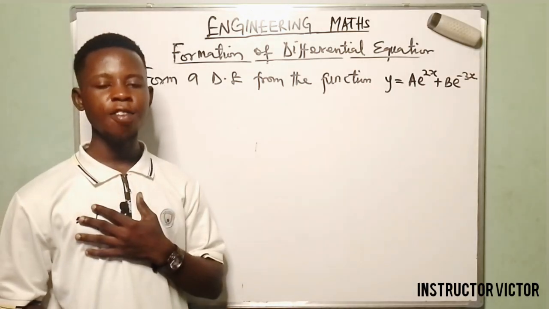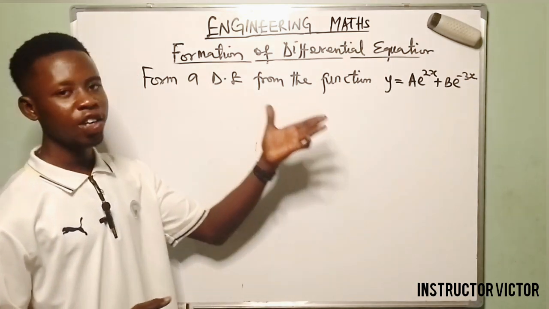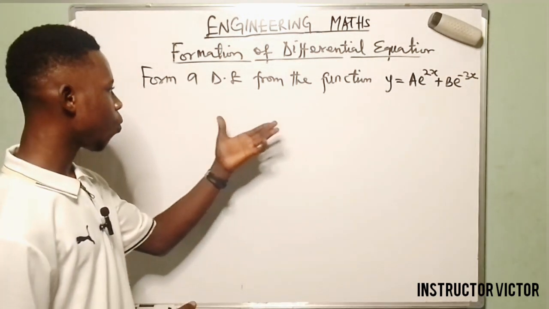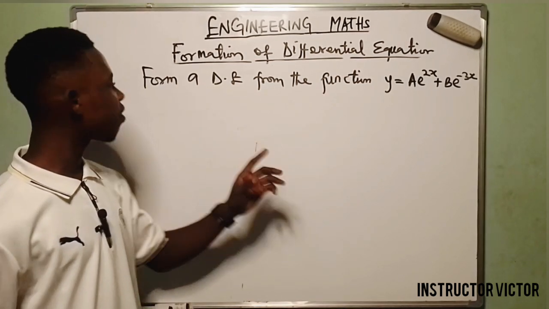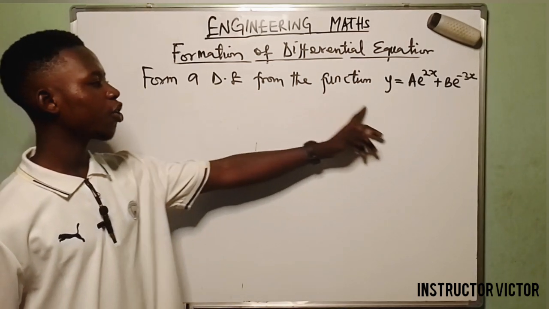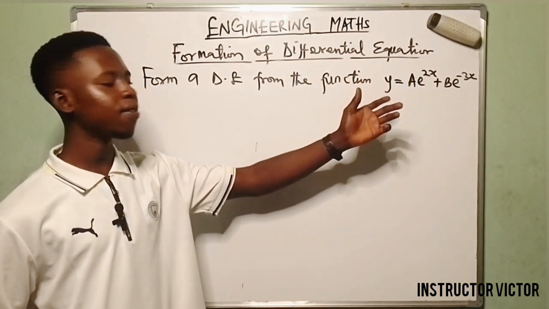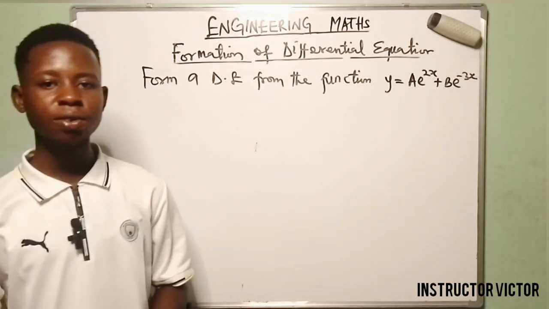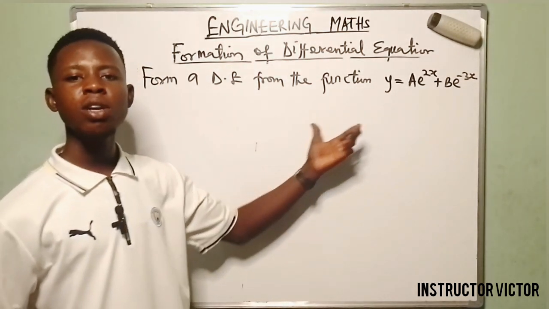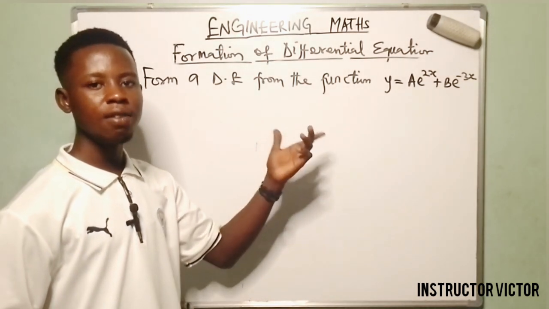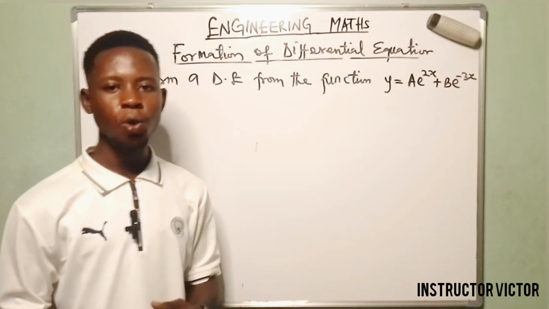I remain my humble self, instructor Victor, leading you on formation of differential equation and solving another question. Form a differential equation from the function y equals a exponential 2x plus b exponential minus 3x. Now, this is somehow similar to the equation I solved in my previous class, but we have a more complicated one here to solve.